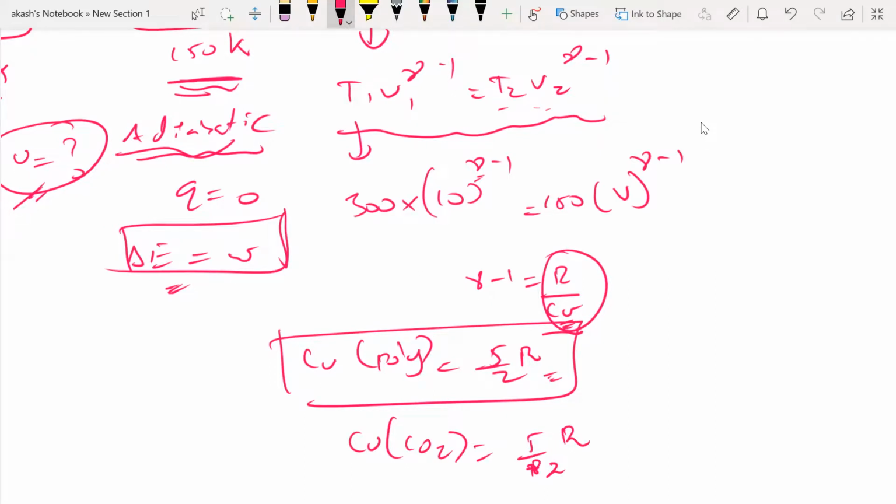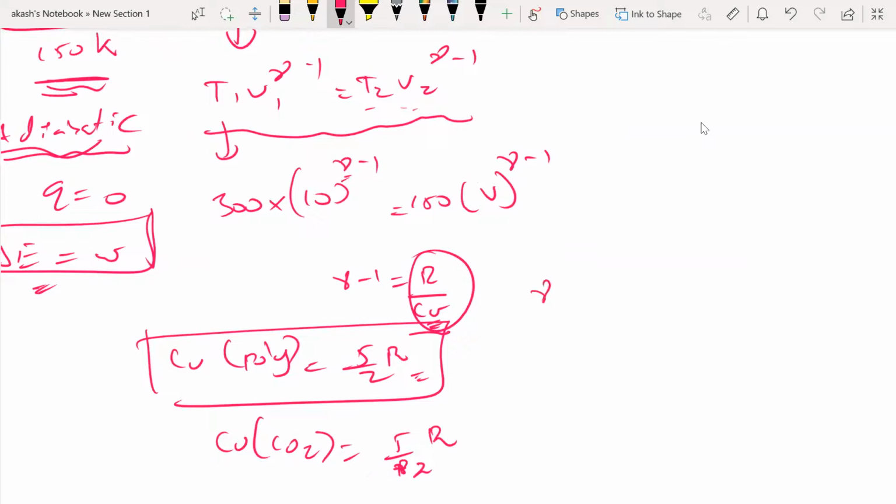Okay, right? So now you can find gamma minus 1. Gamma minus 1 is nothing but R divided by 5 by 2 into R. If this 5 by 2 goes up, R and R get cancelled. So gamma minus 1 is nothing but 2 divided by 5.